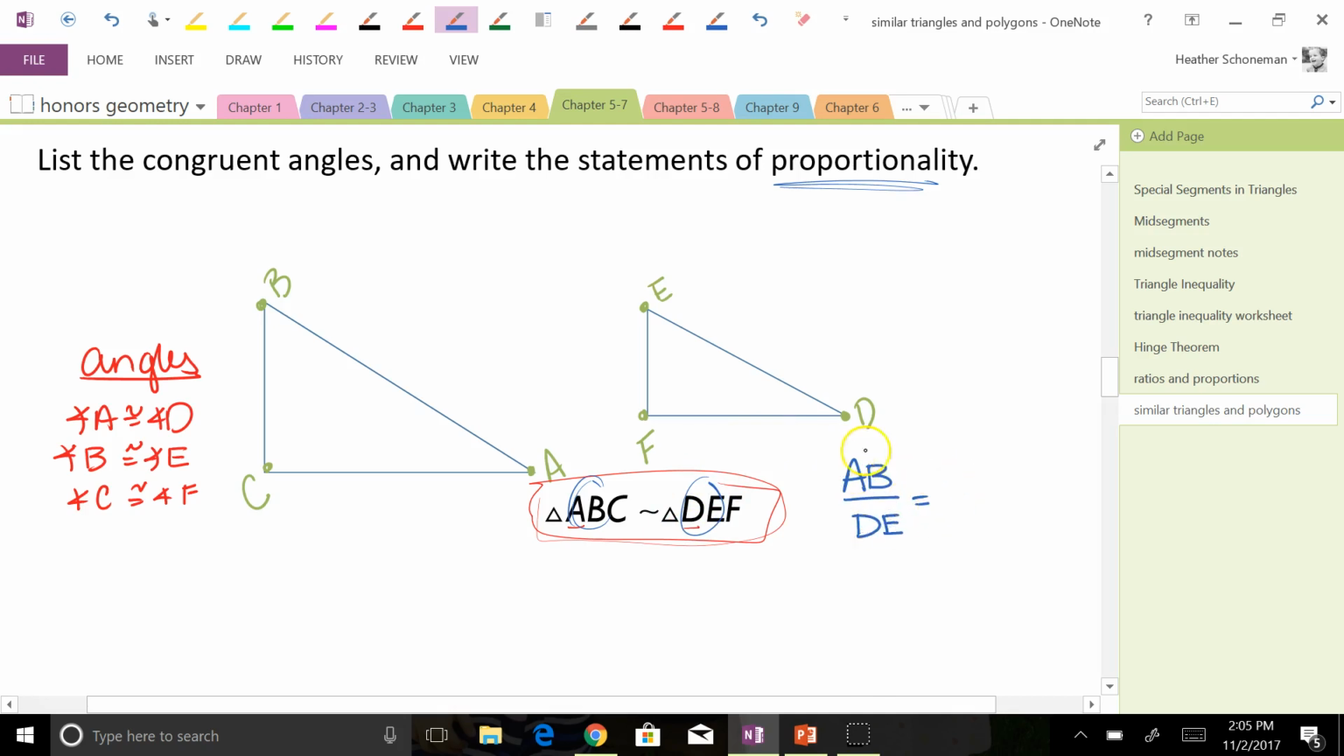Now I'm using an equal sign, so I'm not going to put a bar over AB or DE because I'm talking about the measures, and we're going to write it as a fraction. When I do this, though, it doesn't matter which triangle you start with on the top, but you've got to stay consistent for all three of them. And then the next two would be BC corresponds to EF, and then last but not least would be AC matches with DF.